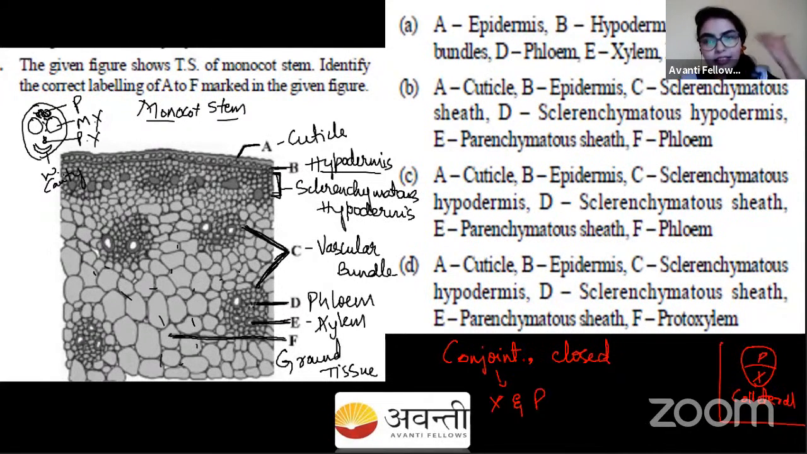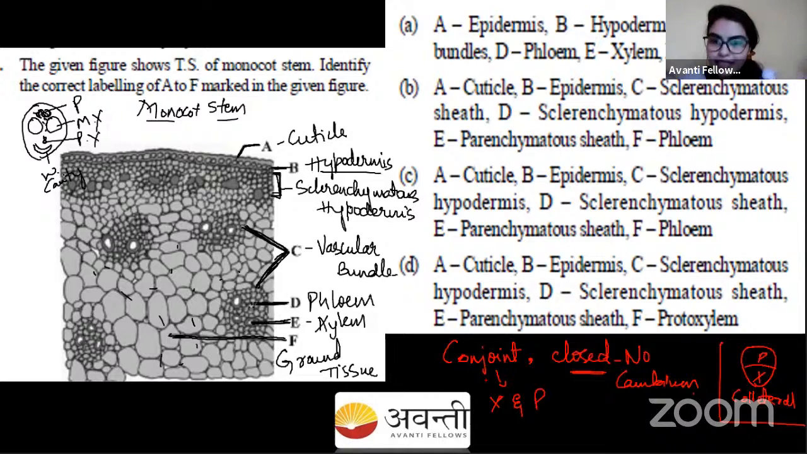When the cambium is absent, then we call it closed. So this is closed because there is no cambium here. Okay, so there is no cambium. So the vascular bundle in monocot stem is conjoint closed. The vascular bundle in dicot stem is conjoint collateral open type of vascular bundle.